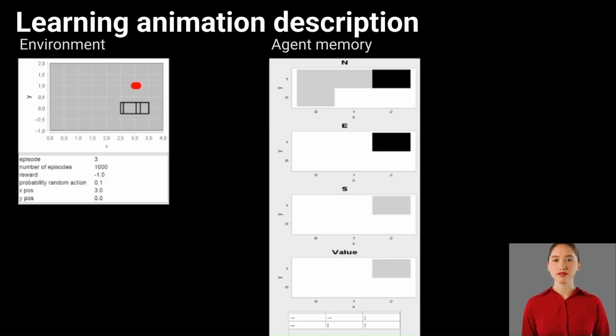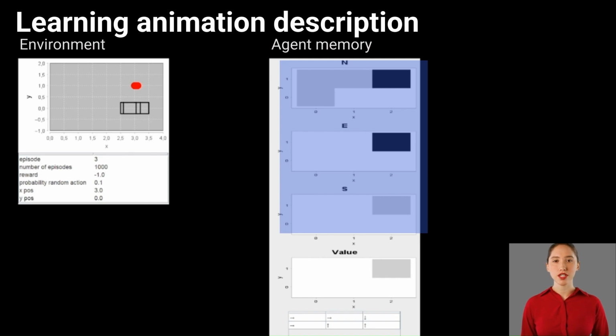The frame on the left represents the environment. The red object denotes the bull. This frame also displays information such as the number of elapsed episodes. The frame on the right shows the agent's memory. The three upper plots represent the Q function. For example, the upper right cell shows the value of taking the north action in the state where x equals 2 and y equals 1. Black indicates a severe negative reward, while white represents 0 reward.